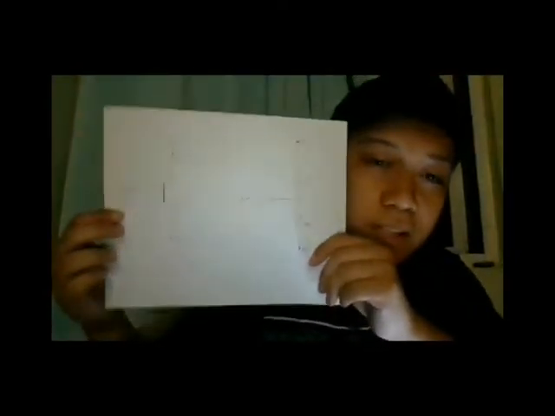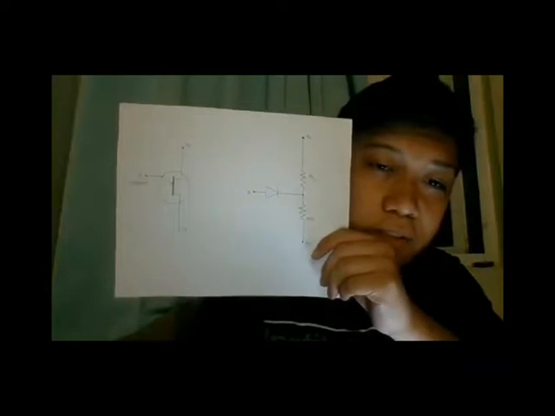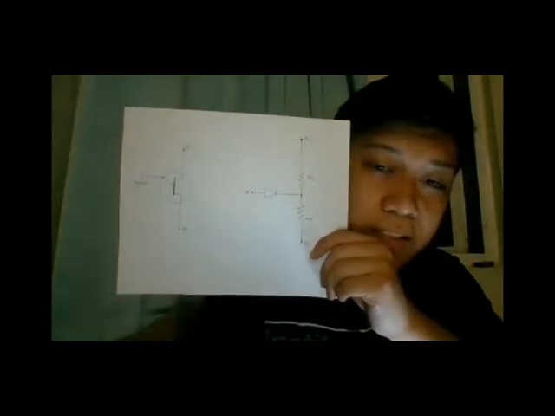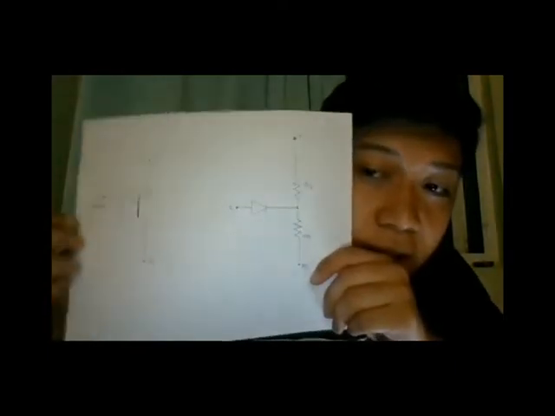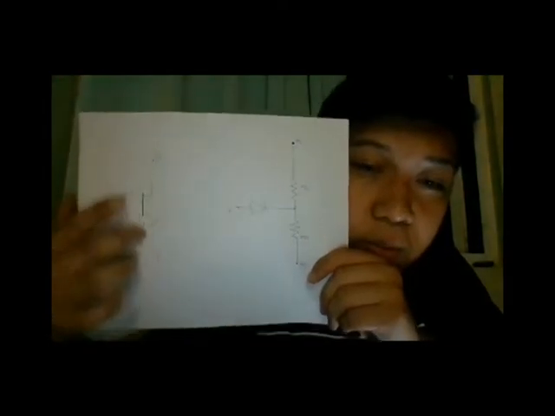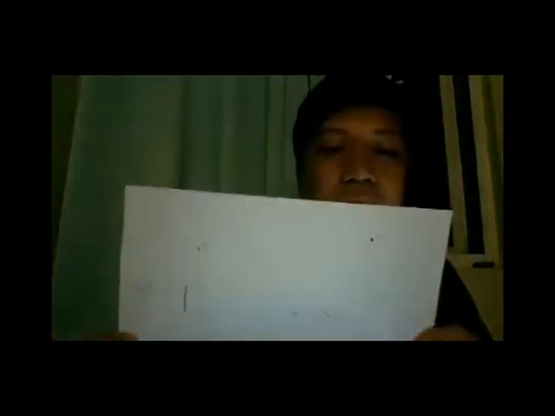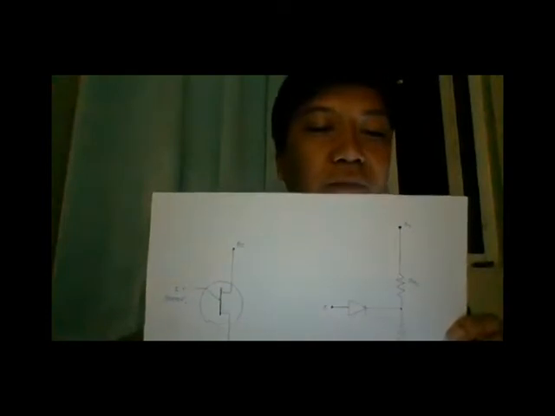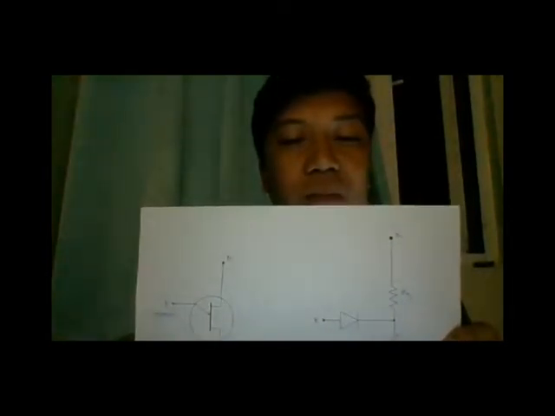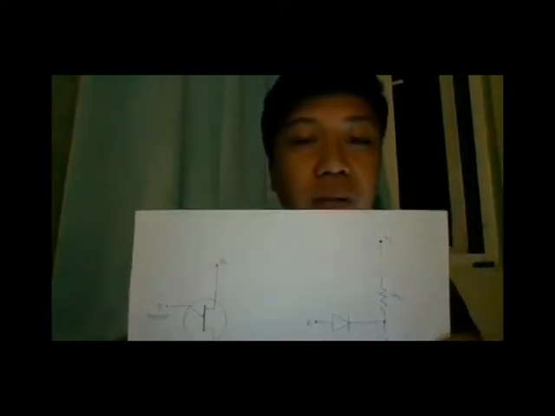So, the UJT consists of a three-terminal device, namely emitter, B2, and B1. UJT has unidirectional conductivity and negative impedance characteristics, acting more like a voltage divider during breakdown.